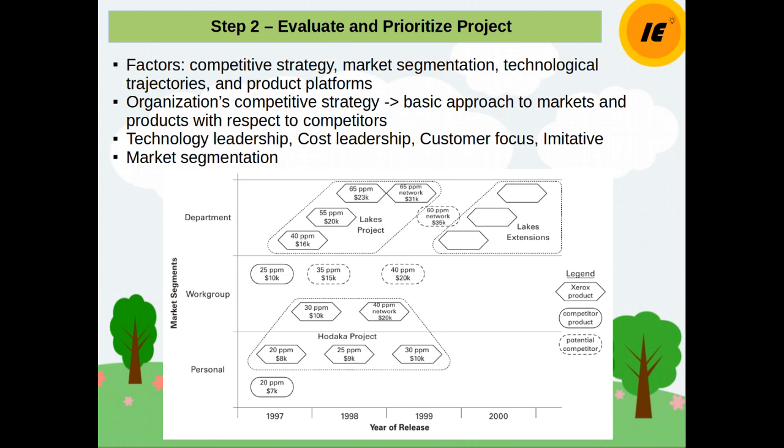So the Lakes project is part of a project planning effort, or a certain bigger project under which they developed a lot of products and launched them also. Here, of course, they haven't said which of these four categories of competitive strategy applies: technology leadership, cost leadership, customer focus, imitative.